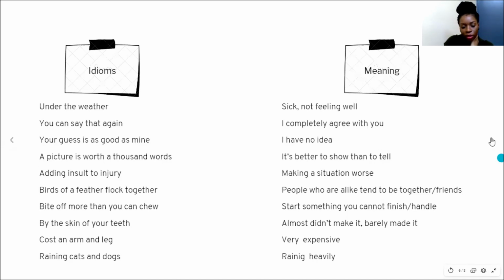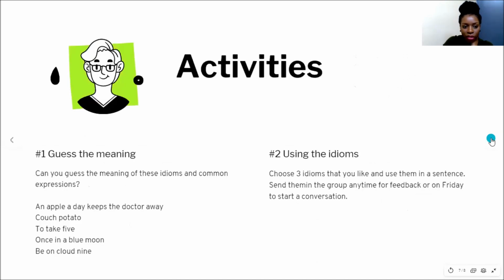So that's it for today. I prepared a few activities for you. I want you to guess the meaning of these idioms and common expressions.